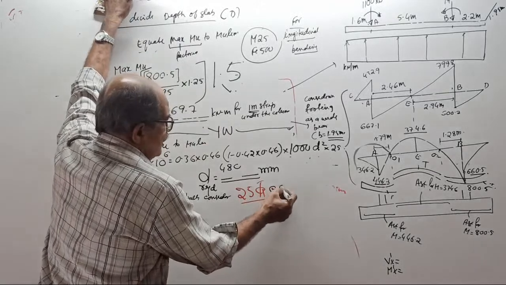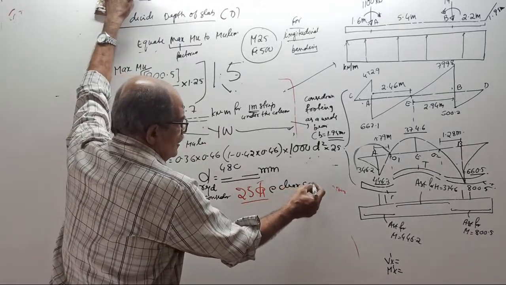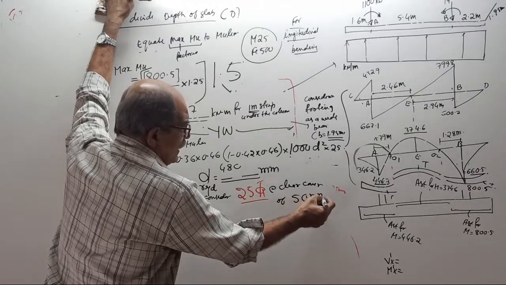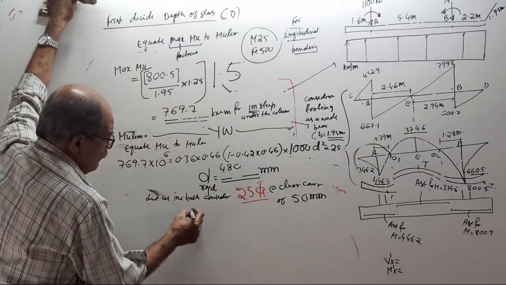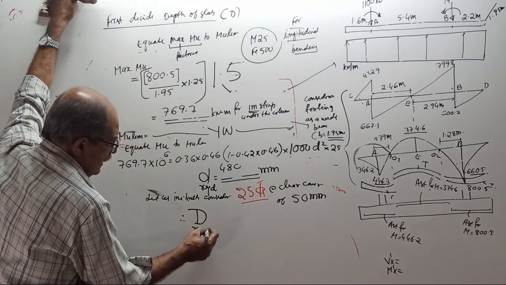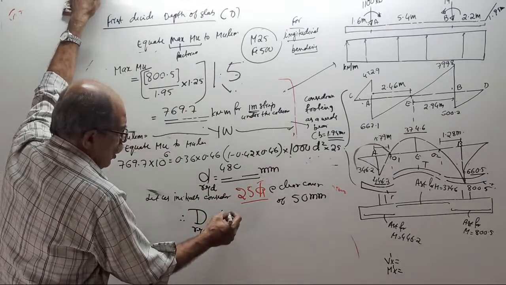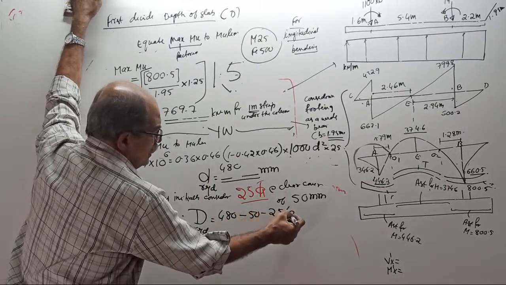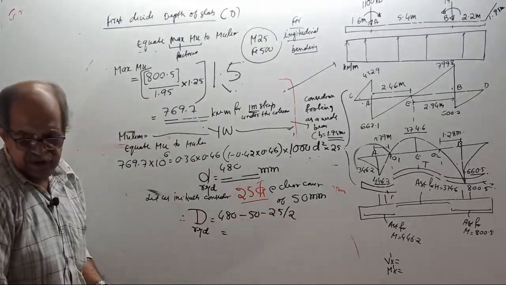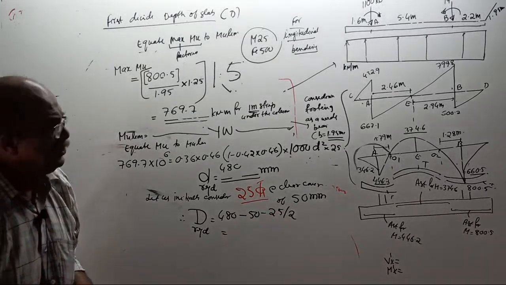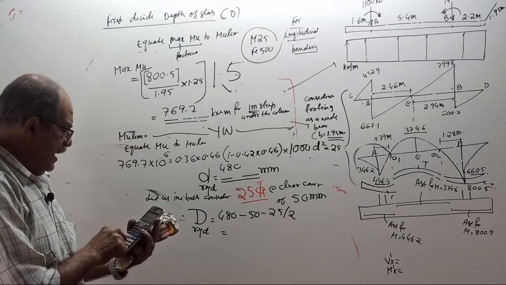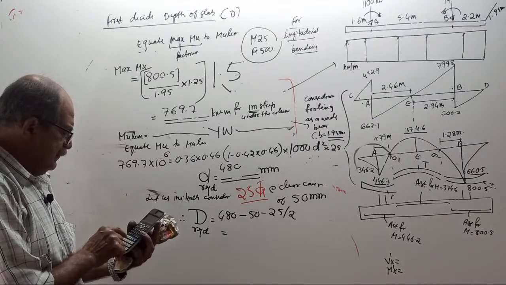At clear cover for footing slab of 50 millimeter, tell me what is the capital D required. It is 480 minus 50 minus 25 by 2. Tell the answer. 480 minus 50 minus 25 by 2.